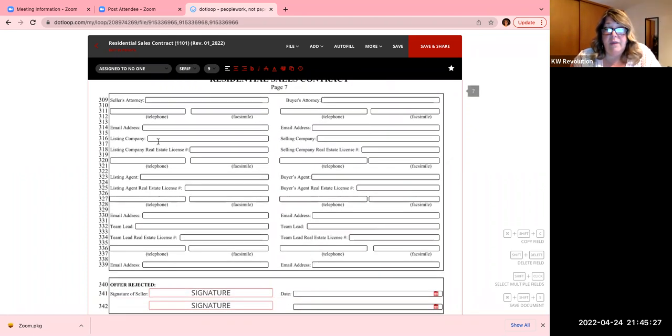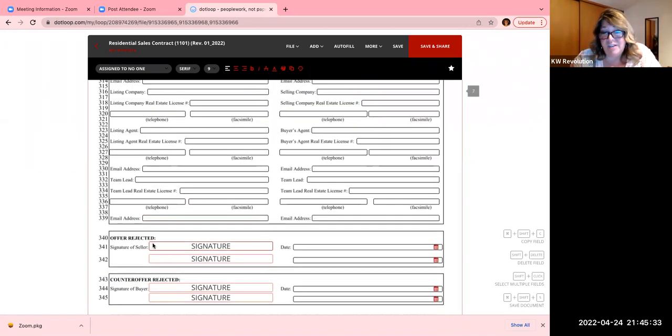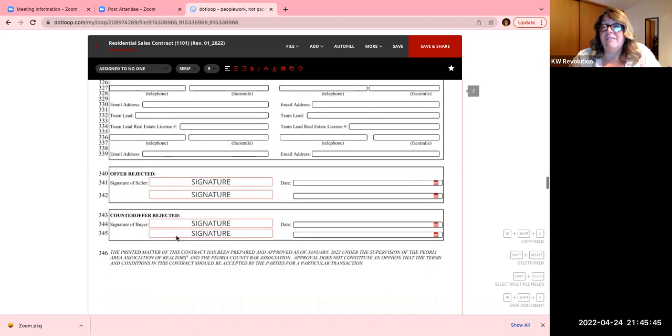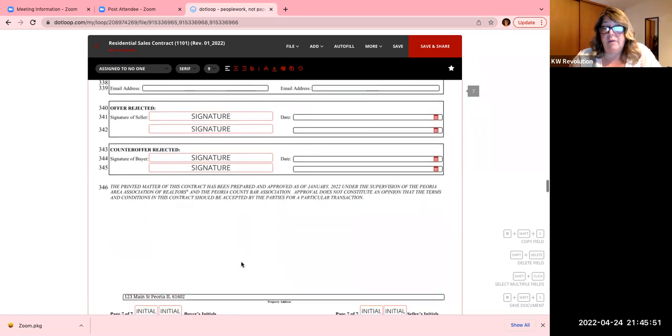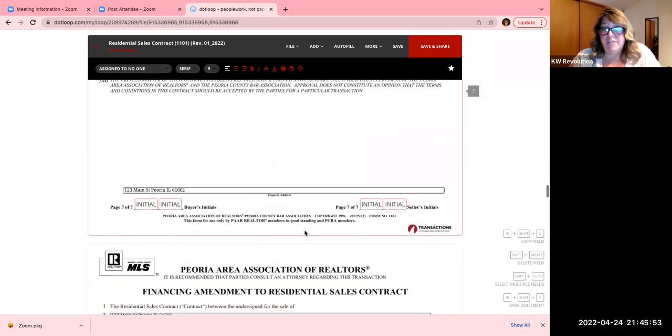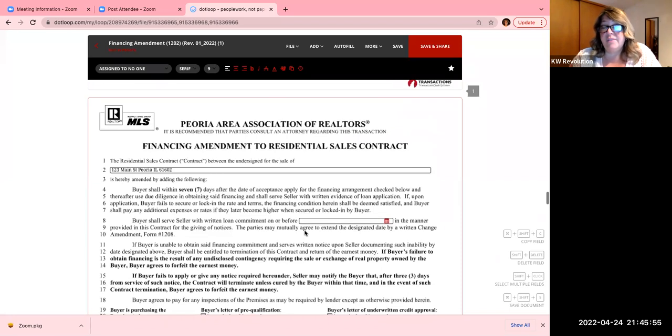And then you have your sellers, all the same information over here. This is where the rejection is. So if the seller is just rejecting an offer, especially with multiple offers, where you usually have a couple you're rejecting and one you're choosing, you're going to sign the rejection here. And if the buyer is rejecting a counteroffer, this is where the buyer would sign to reject the counteroffer. Again, initials and initials. Now we're getting to those amendments.